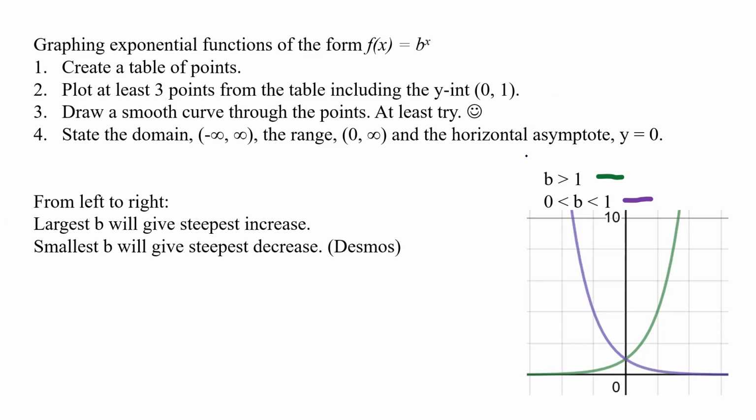And then you're going to state the domain, the range, and a horizontal asymptote. For the simple ones, b to the x, our domain's always going to be negative infinity to infinity. Our range will be 0 to infinity. And our horizontal asymptote is going to be y equals 0.